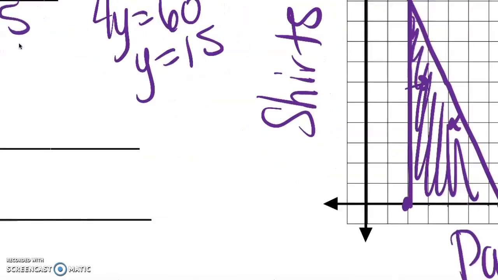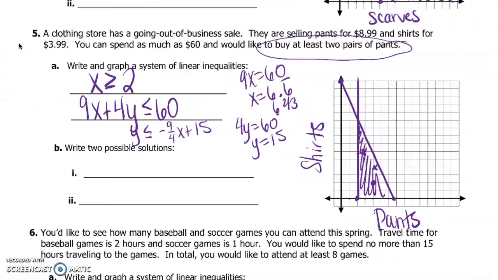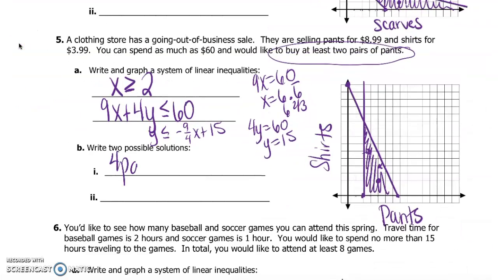Again, you're just looking for two possible solutions. So I'm going to pick this one right here. 4, 2, so 4 pants and 2 shirts. Just to save time, again, I'm only going to come up with one, but when you do these on your own, you need to come up with 2.